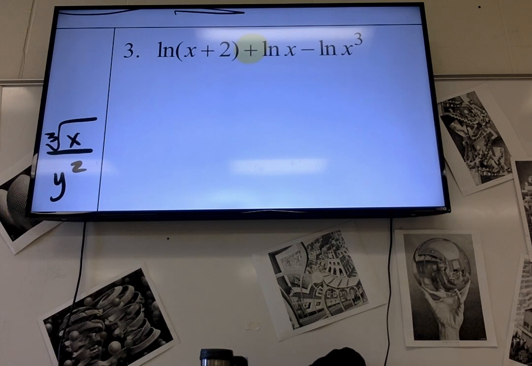Okay, how do we do it? So you have natural log of two things added together. Two natural logs with a plus sign in between them. So I write that as one natural log, and what do I do with the things I'm taking the natural log of? Multiply. So we would multiply x times x plus 2. Some of you went ahead and multiplied that out, made it x squared plus 2x, which is fine. I'm not going to yet.